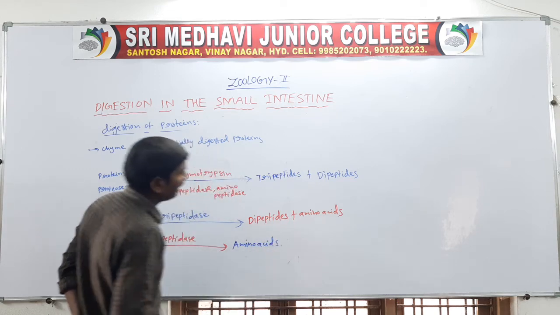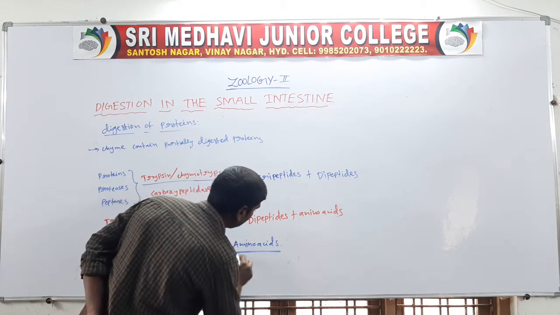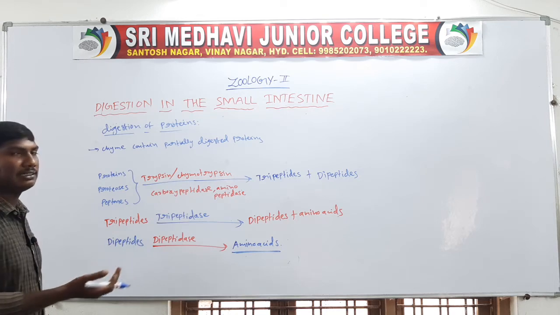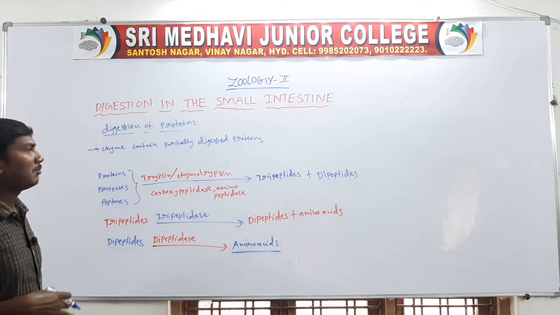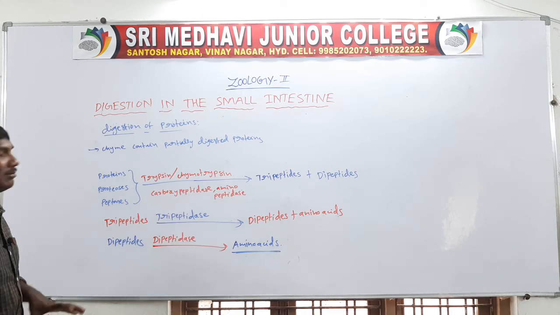They are converting to the amino acids. So the amino acids are the absorbable forms of proteins. These amino acids are absorbed in the small intestine. So this is the digestion of the proteins.